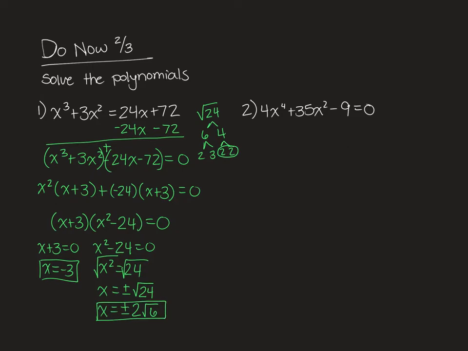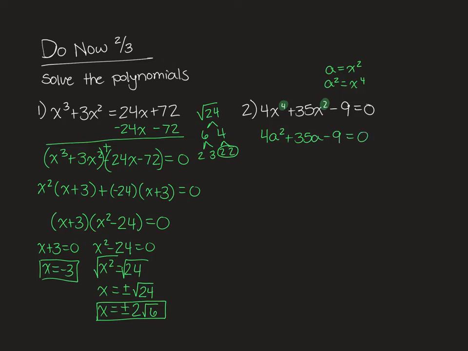For number 2, always look for a greatest common factor first, but in this case we don't have one. So notice the pattern of your exponents. It goes to the 4th, squared, and then nothing. This is a perfect candidate for a equals x squared, which means that a squared is x to the 4th. So what we're doing is we're taking this quartic and turning it into a quadratic. So we can substitute x to the 4th is now going to be a squared, and then x squared is now going to be a.